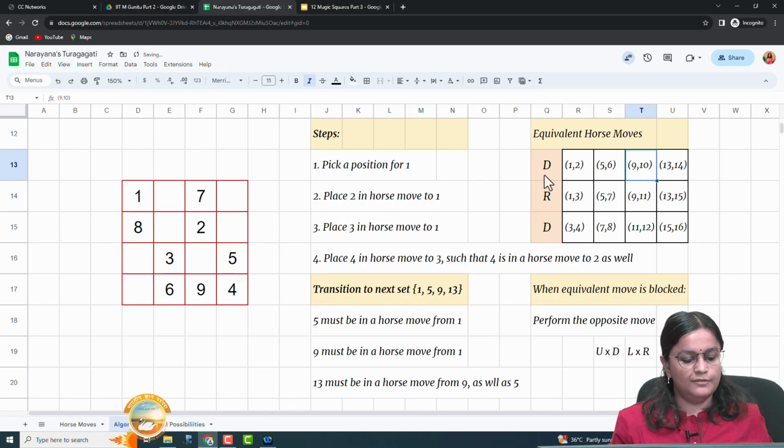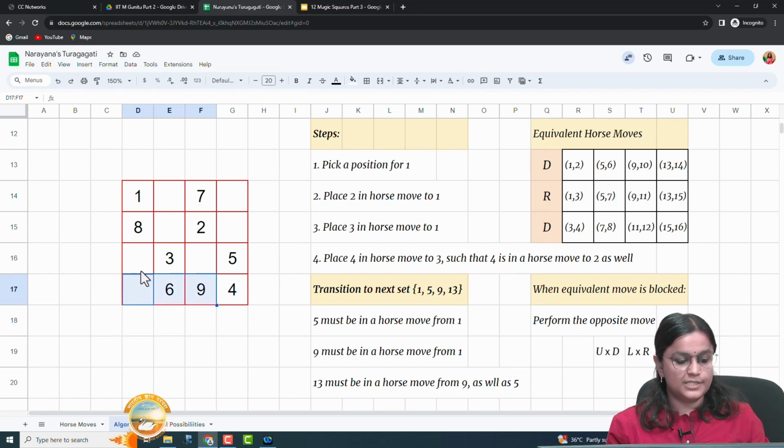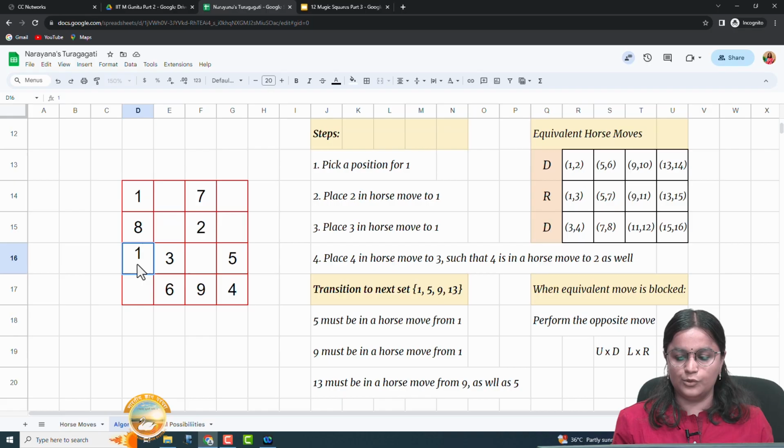So, from here we try a down horse move, but we are blocked since this place is already occupied. Now, when such a thing happens, we perform the opposite move, which means we go up. Going up, this is the place we will give to the number 10.